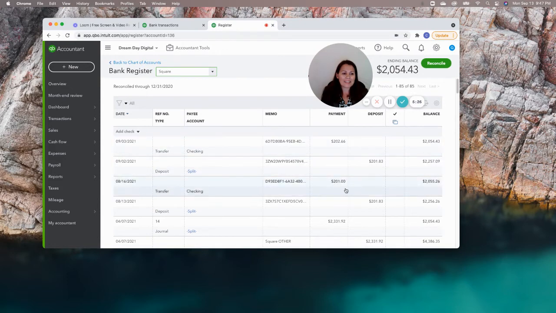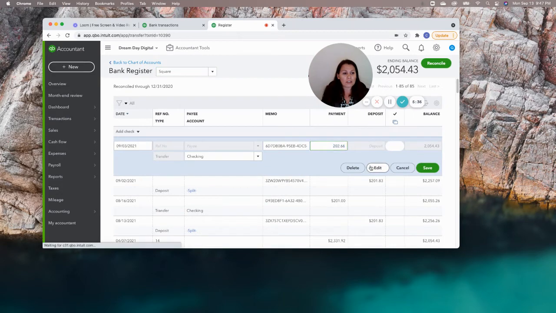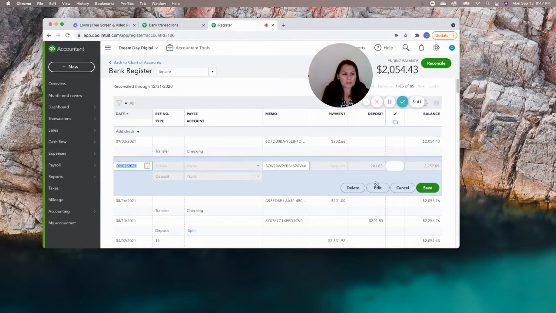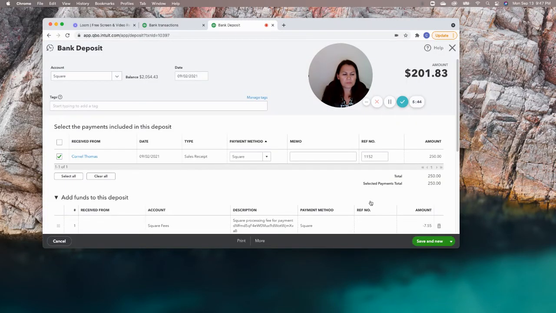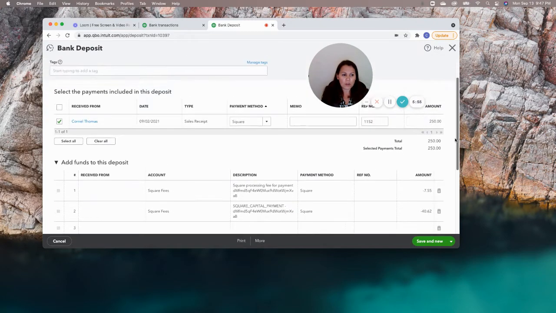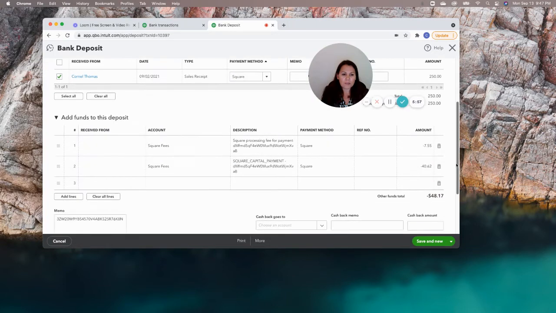And it's not going to be the exact same amount, because the payment is going to contain the Square fee. If you click on the deposit, you'll see that you have the total transaction, which is $250. And right below, and this can be a little confusing, by the way, is going to show the Square fees. So there's Square fees over here.